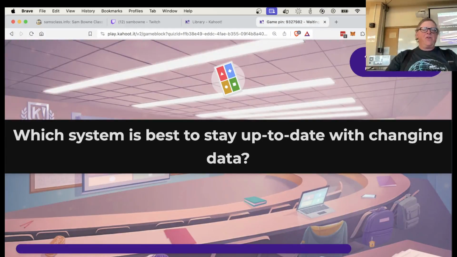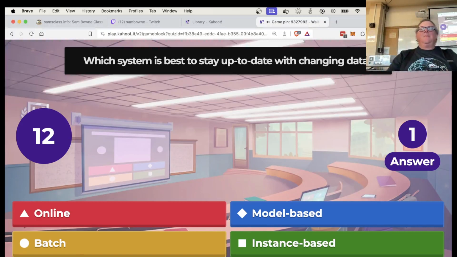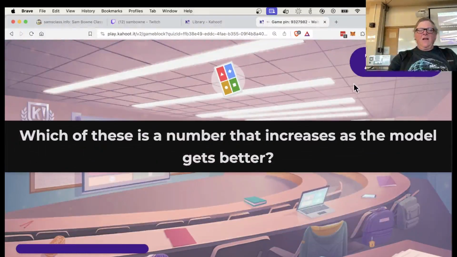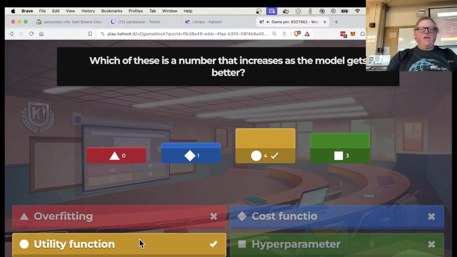So which system is best if you want to stay up to date with changing data? Online, of course, feeding in new data as it comes in. All right, and a number that increases as the model gets better. The utility function is biggest when you have a good fit. The cost function is lowest when you have a good fit. All right.